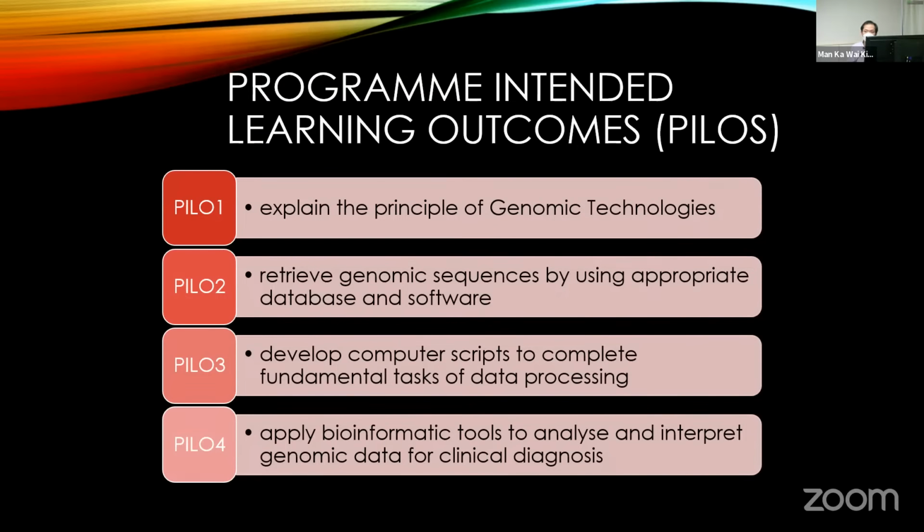The third outcome is to develop computer scripts to complete some fundamental tasks in data processing. In this step, you develop your own script which fits your work environment, your own lab, and then apply that to process the data. And the fourth is to apply bioinformatics tools to analyze and interpret genomic data for clinical diagnosis. In this step, we have all the fundamental skills, and here is the application, how to handle real data.